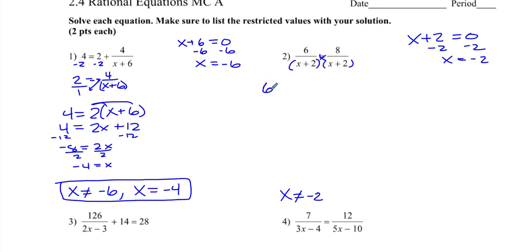6 times x plus 2 equals 8 times x plus 2. Remember, don't forget your equal sign. All right, this becomes 6 times x, which is 6x. 6 times 2 is positive 12, equals 8 times x. 8 times positive 2 is 16.